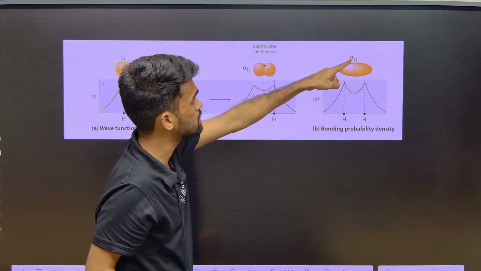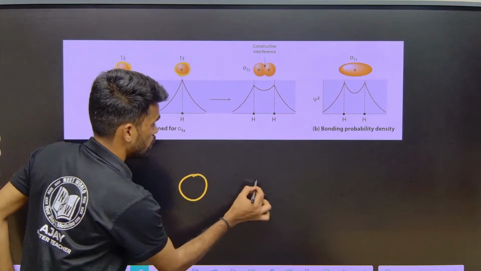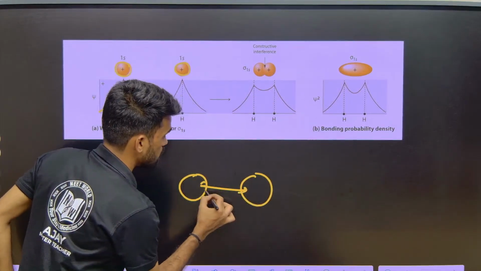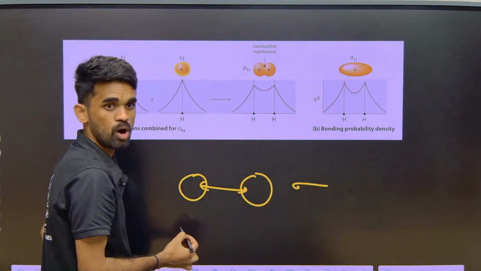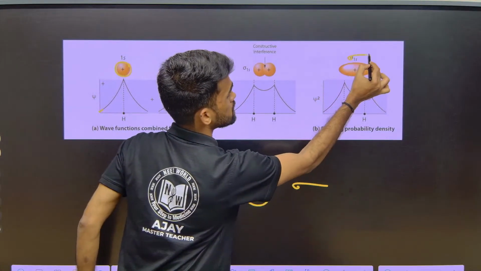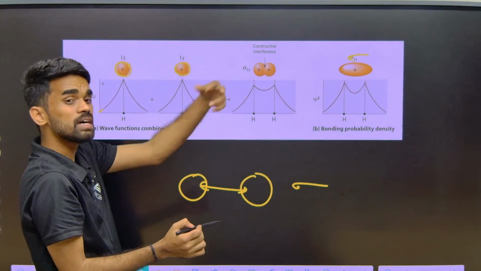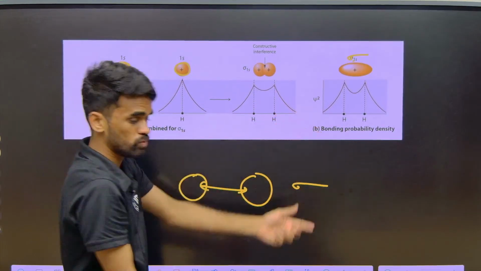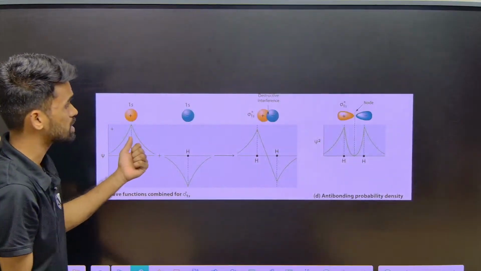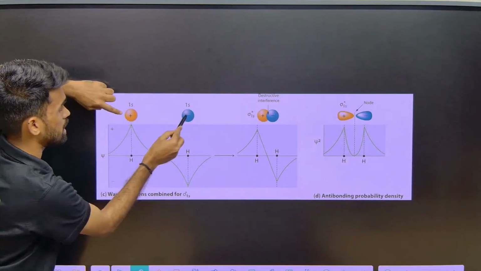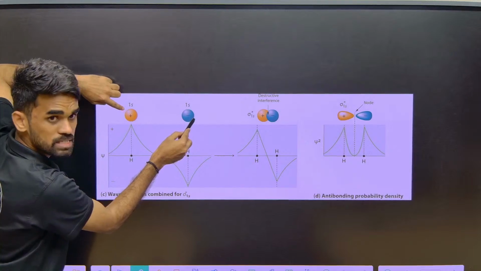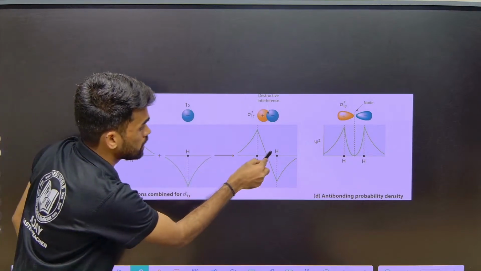So I am writing it as, see, they are overlapping like this now. So this results in a sigma bond. So that's why it is mentioned as sigma 1s. Okay. Now this is additive. What is the other way possible? Subtractive we have now. So if it is undergoing subtractive, see, one has a plus sign, another one has the opposite sign, minus sign. So now what are you going to get?